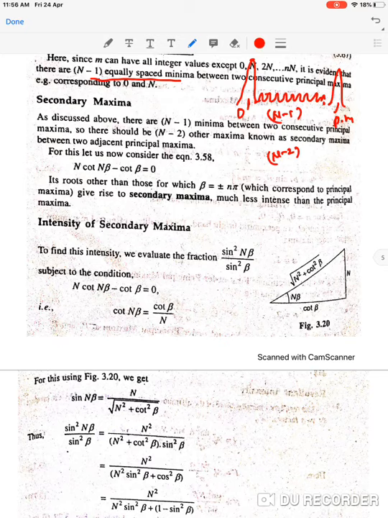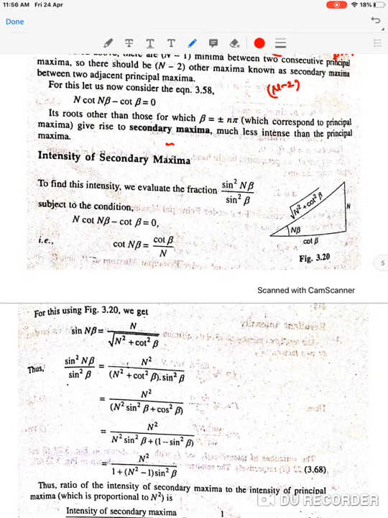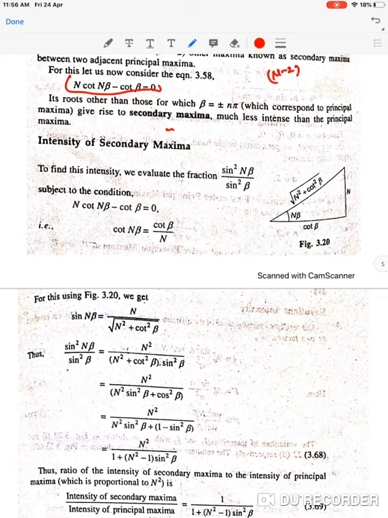All the roots which do not account for beta equal to plus or minus n pi, which correspond to the principal maxima, give rise to the secondary maxima. So all the angle beta values, leaving out plus or minus n pi, will give secondary maxima, and those should be the roots of this equation. So further calculating this equation, to find the intensity, we will evaluate this fraction.